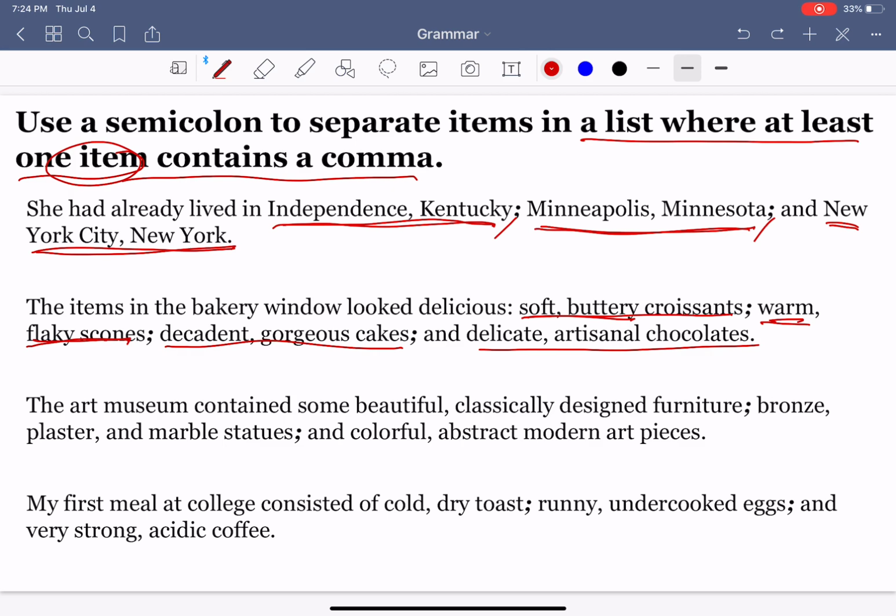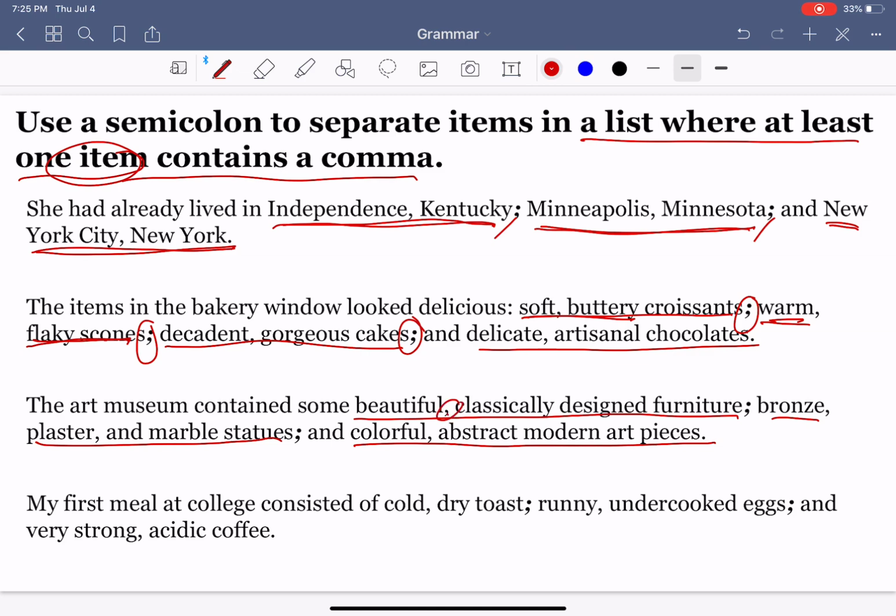So again, we can't separate them with commas here because there would be way too many commas, and it'd be confusing what is describing what. So we use semicolons to make it more organized. The art museum contained some beautiful classically designed furniture; bronze, plaster, and marble statues; and colorful abstract modern art pieces. The items in that list are just descriptions of what the art museum has.